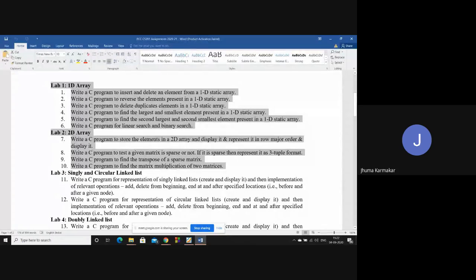And now, can you tell what is a sparse matrix? A matrix where the number of zeros is more than the number of non-zero elements. Okay, which contains more number of 0 elements.